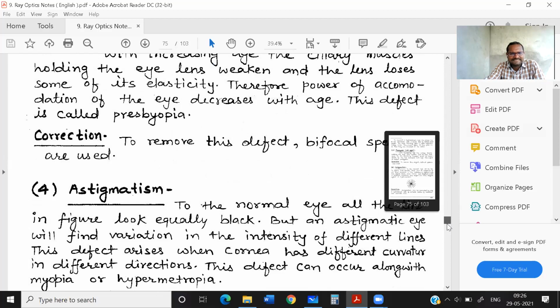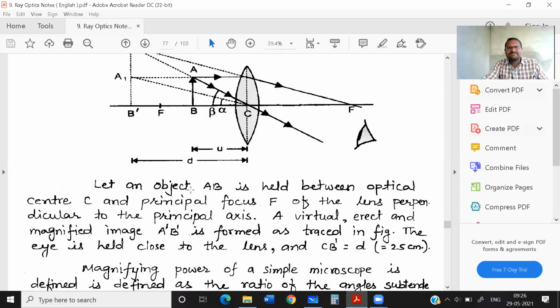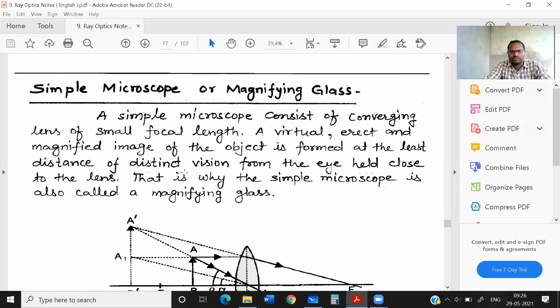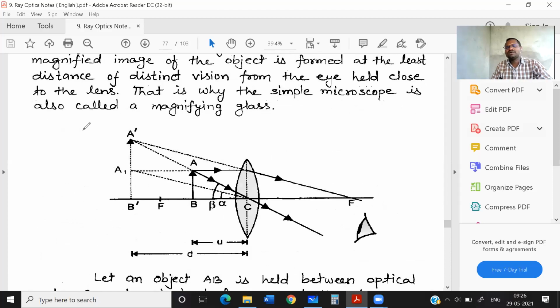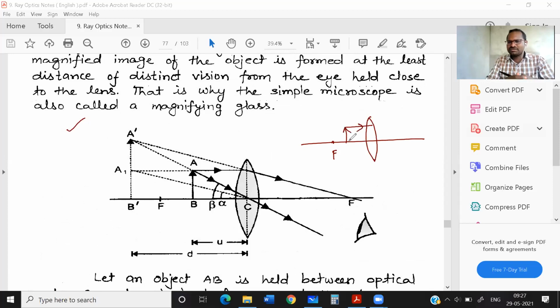After that, simple microscope is important. Simple microscope, what will it do? See, they will ask you to draw the image formation in a simple microscope, or they'll give you a convex lens like this and show you this is the focus and here the object is there. Complete the ray diagram, they may ask you. Or draw a diagram for the formation of image in a simple microscope.